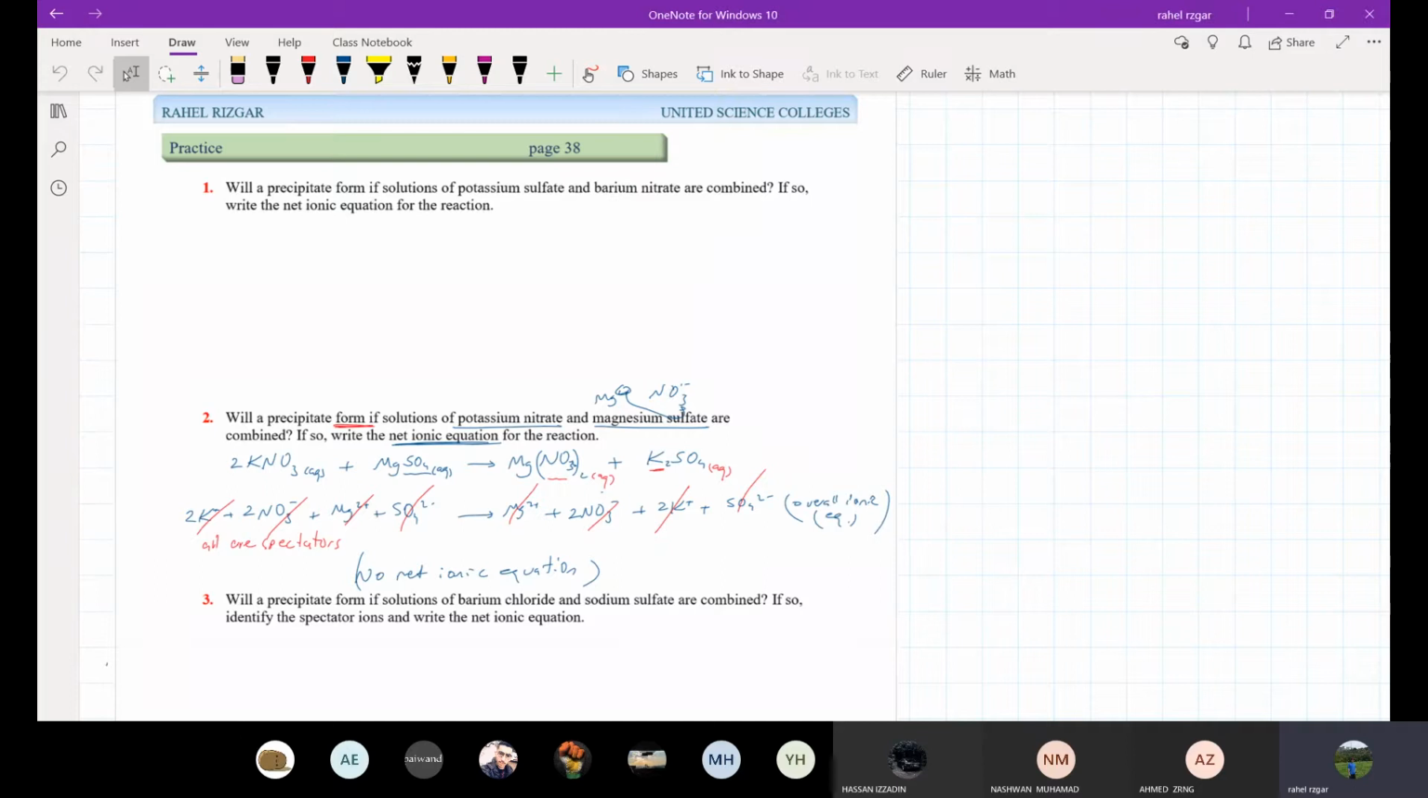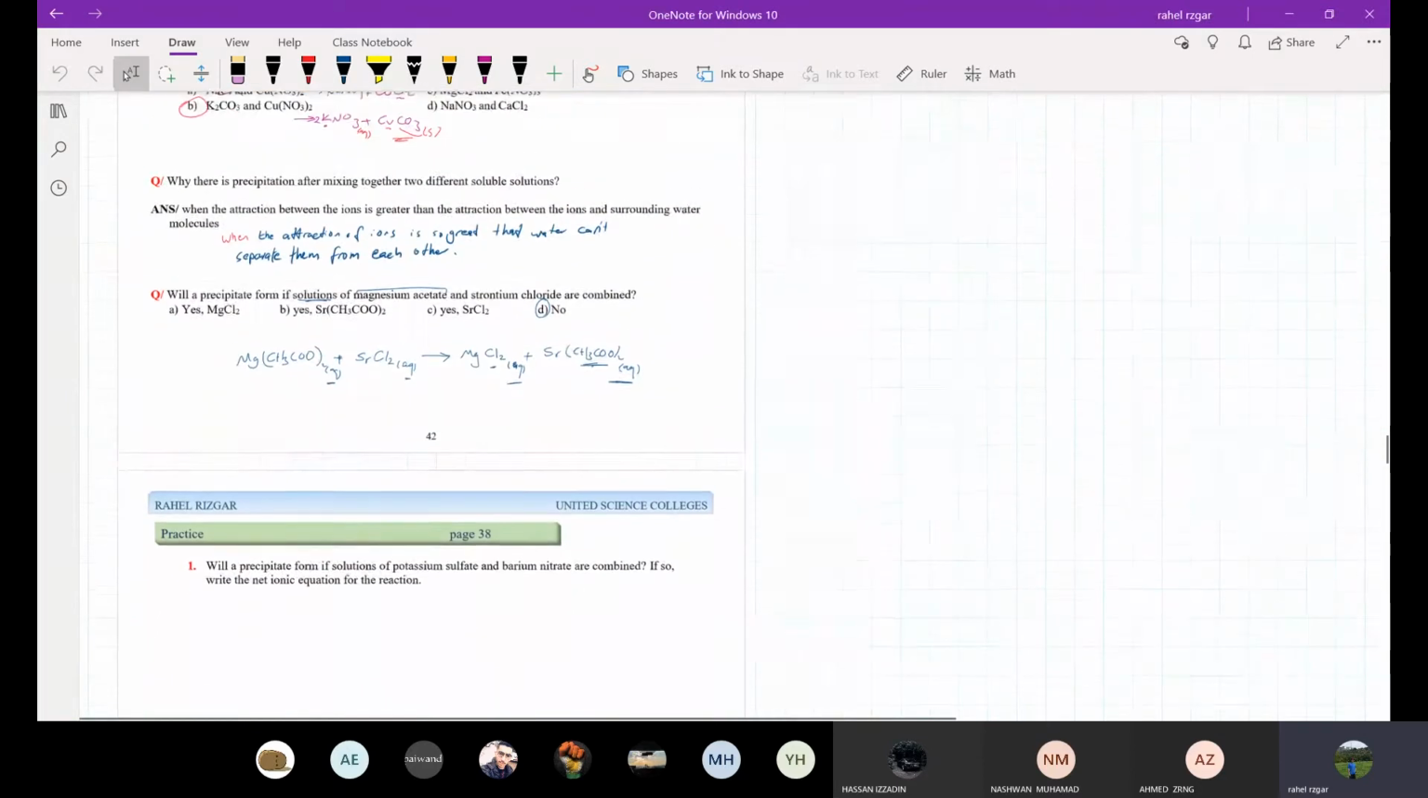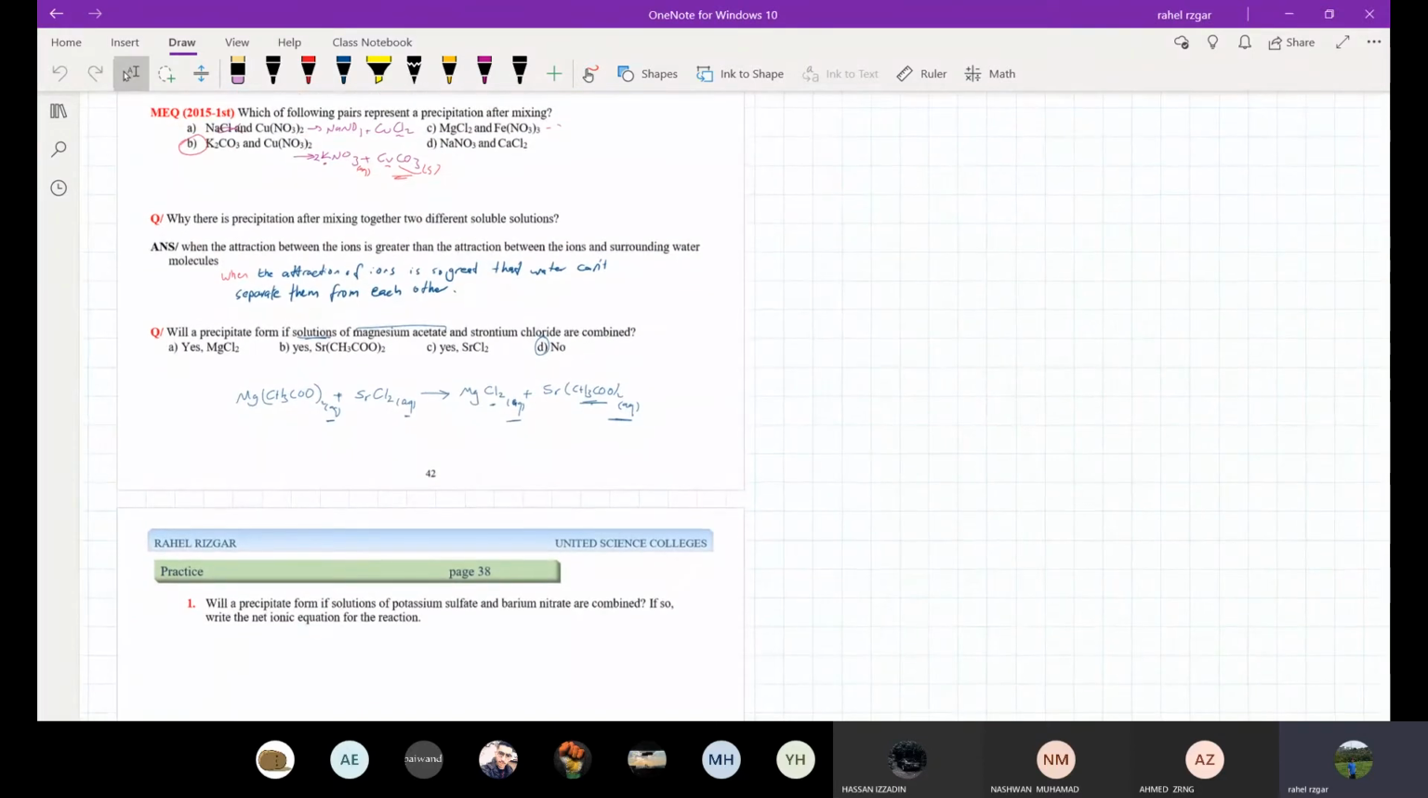What we have talked about before: net ionic equation and dissociation. We said when an ionic compound is dissolved in water, if it's soluble, it dissociates into ions. Dissociation was the separation of ions in ionic compounds.